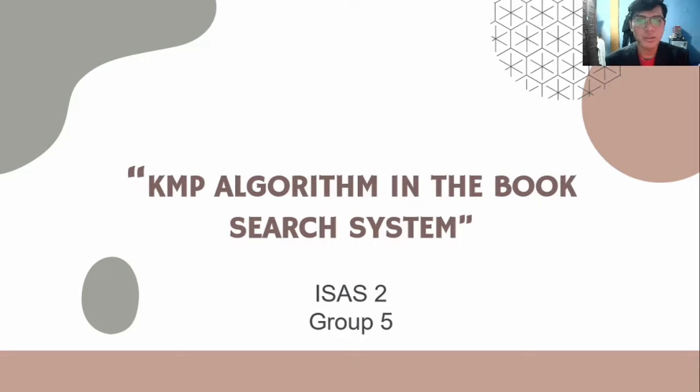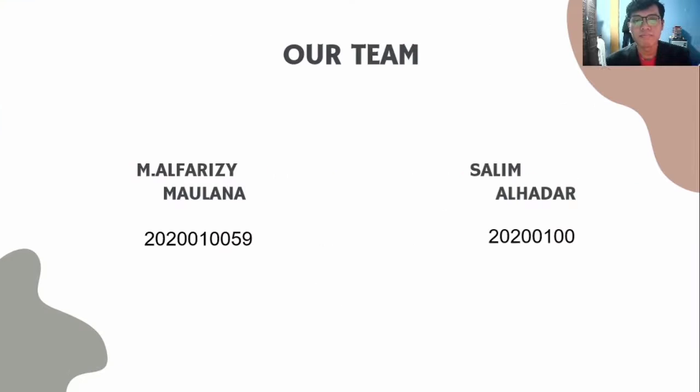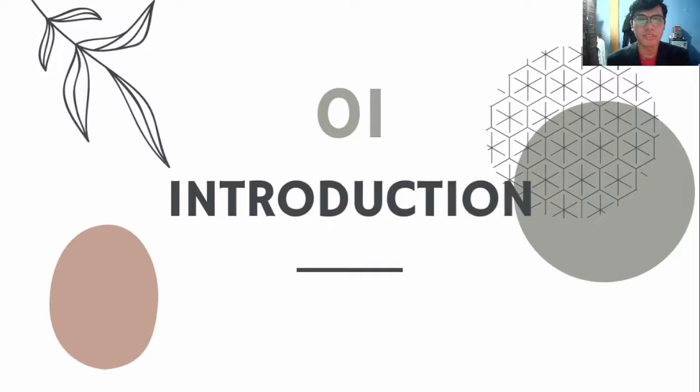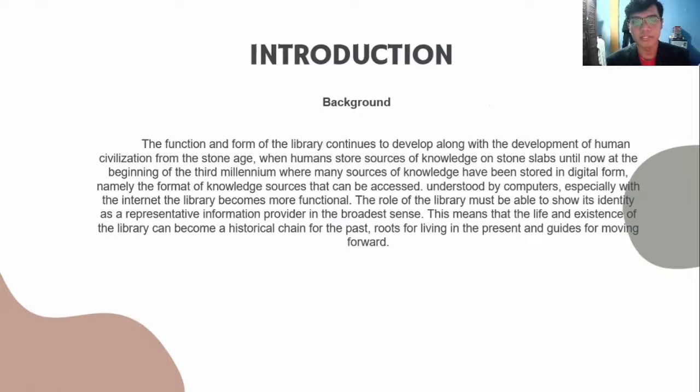We are from group 5, and I will present my ISAS 2. The title is KMP Algorithm in the Book Search System. This is our team: I am M. Alfarizi Maulana, and my partner is Salim Al-Haddad. The first chapter is the introduction.